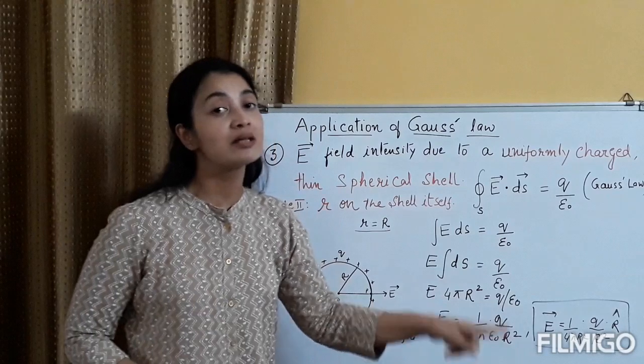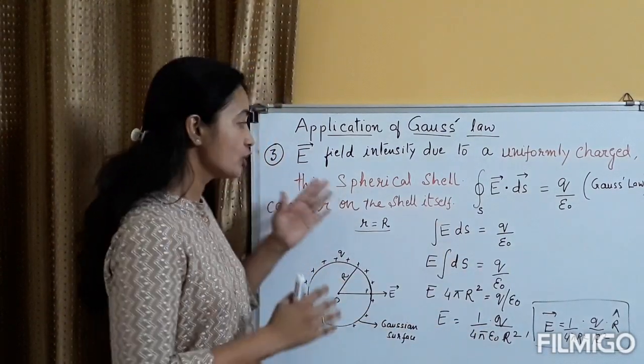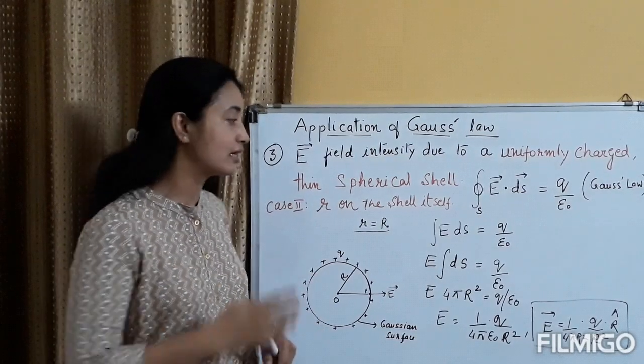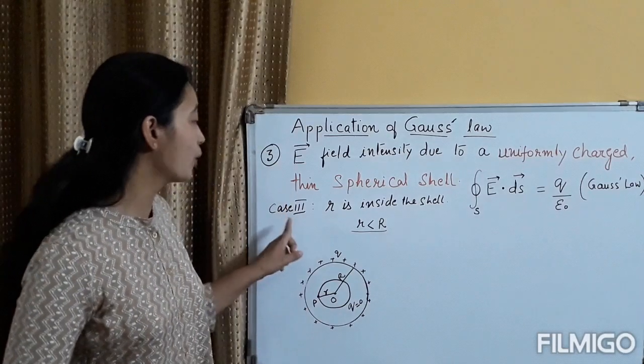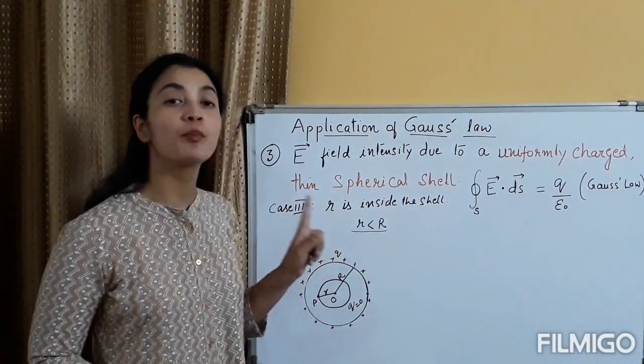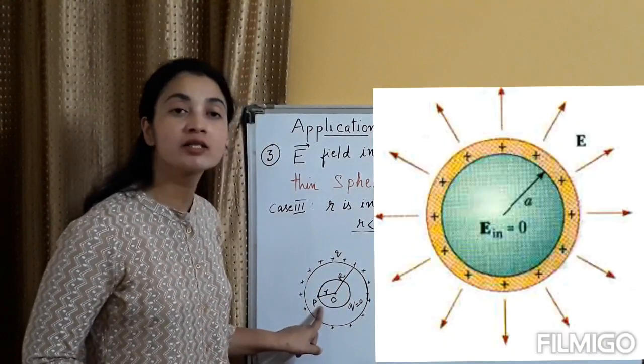There you could have replaced small r with capital R to get the expression directly. So this is the expression for the second situation. Let's see the third situation. Third situation, when the observation point P is somewhere inside the charged spherical shell.